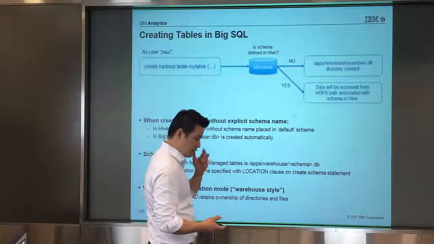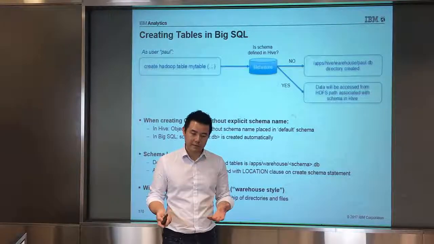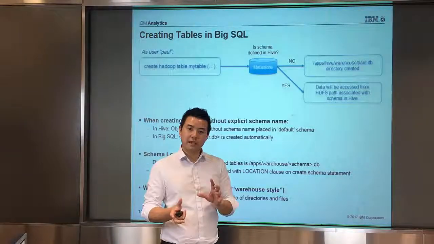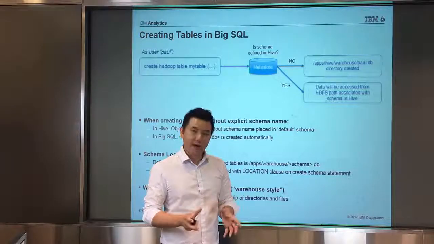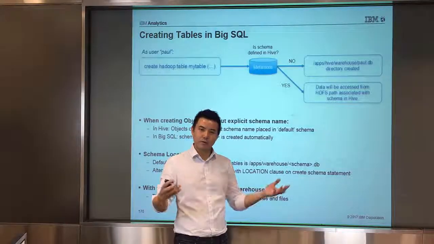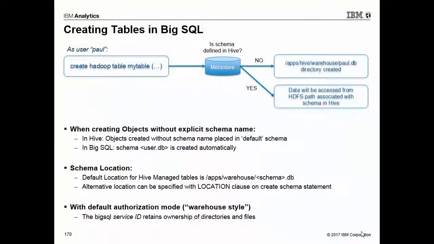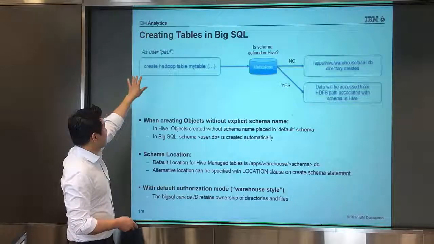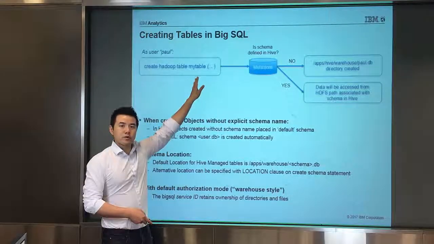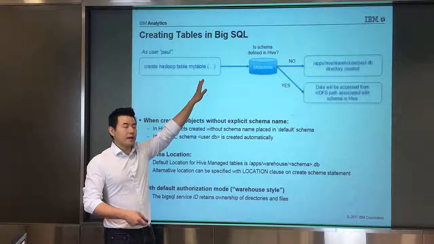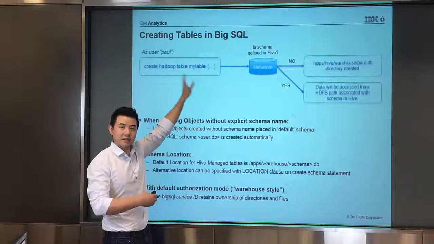When you first log into Big SQL, you may not issue a create schema command. And this is one significant difference between Hive and Big SQL. In Hive, when you connect and just say create table whatever, that whatever table will be placed in a default schema. However, in Big SQL, we don't have that. Our default schema is actually mapped to your user ID that you connect with. So in this example, if I'm connected as user Paul, and I say create Hadoop table my table, there's no schema explicitly specified here. And so what we call this is implied schema is Paul.